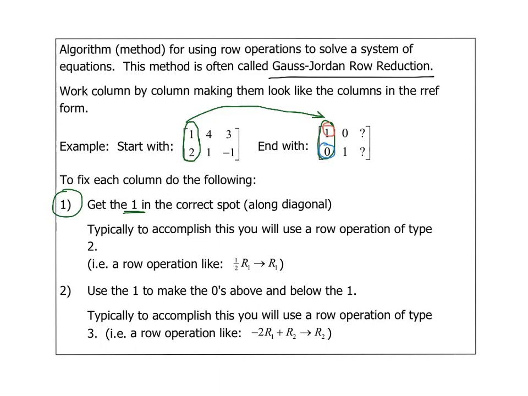Then once we get column 1 correct, we're going to move on to column 2. Those will be different numbers once you do column 1, and you're going to make column 2 look like 0 and 1 using the same process. First you get the 1, then you use the 1 to get the zeros. This process, this algorithm, this step-by-step method, the first time you see it is going to seem kind of complicated.